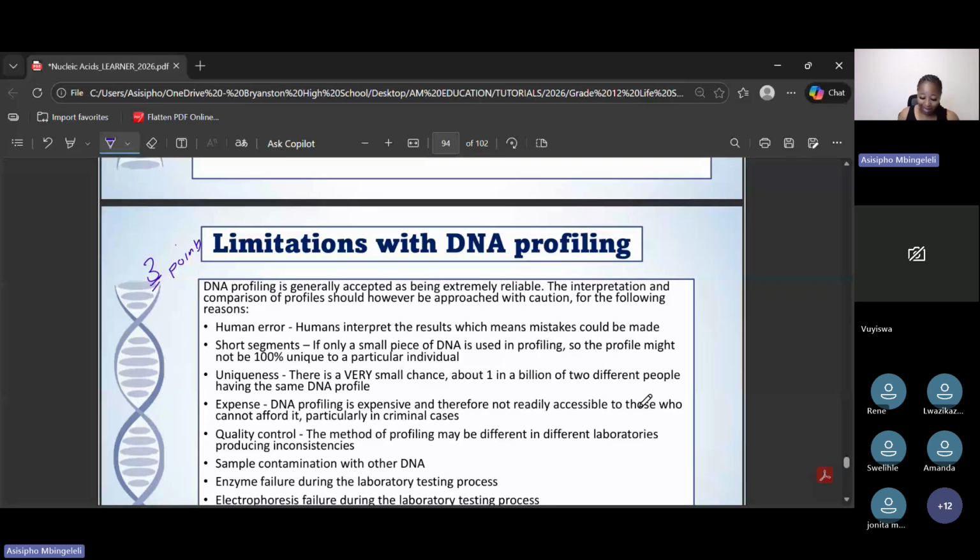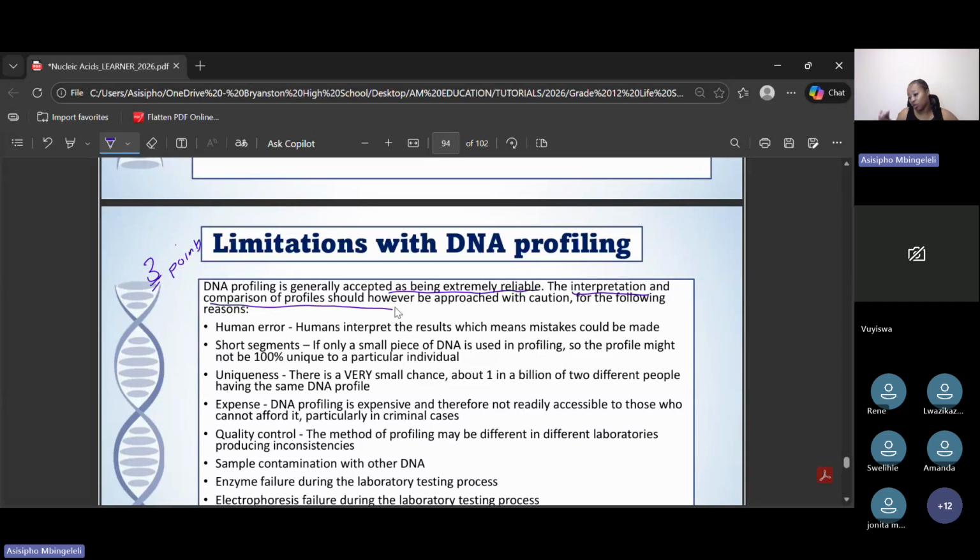Yes, the results from DNA profiling are known to be reliable. So if you do the process, we should be able to identify whether this guy is the father or not, whether this person is a possible suspect or not. However, there are limitations. The interpretation and the comparison of the profiles should be approached with caution, because we are speaking about human beings that are running this. So they are interpreted by human beings. The machines are going to do everything, but you need a human being to say, yes, you are the father.